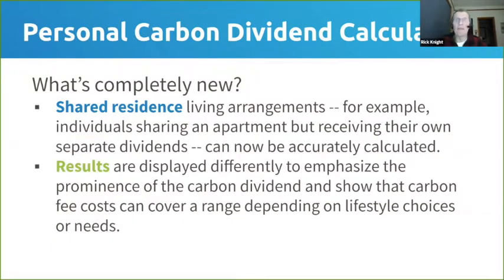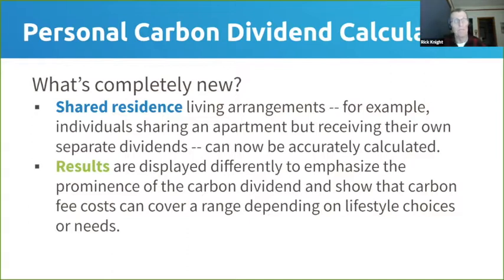Another thing, besides those updates, we've added a new function, something that was brought up by one of our volunteers here in the Chicago area, and it seemed important to make the tool accommodate it. And this is what I'm calling shared residence living arrangements. For example, individuals sharing an apartment, but receiving their own separate dividends, and presumably splitting up expenses like utilities. It could also include separate families sharing a house, but managing their own separate finances, so getting separate dividends.